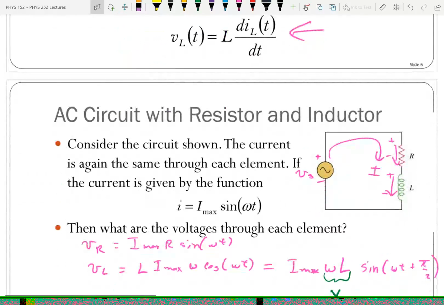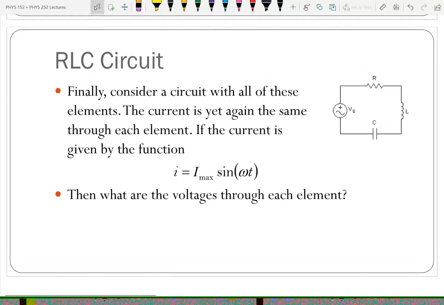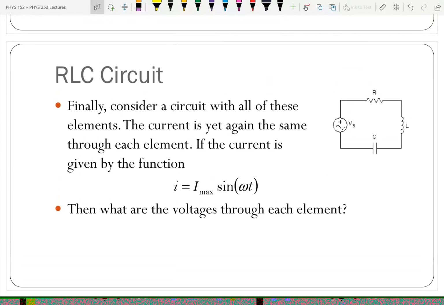So now we have the simple circuits for voltage across the inductor, voltage across the capacitor. What if we put it all together? What if we make a circuit that has all three? Then what's the voltage through each element? If I have the same current in this circuit, what am I going to get for the voltages for each element?